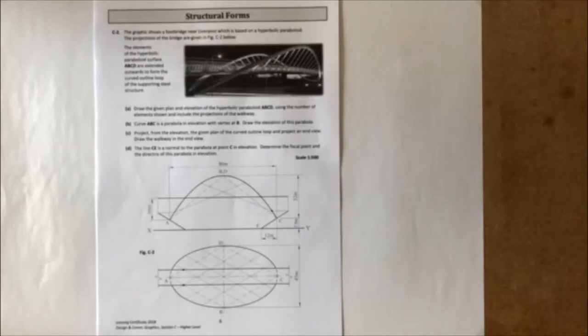Draw the given plan and elevation of the hyperbolic paraboloid A, B, C, D using a number of elements shown and include the projections of the walkway.